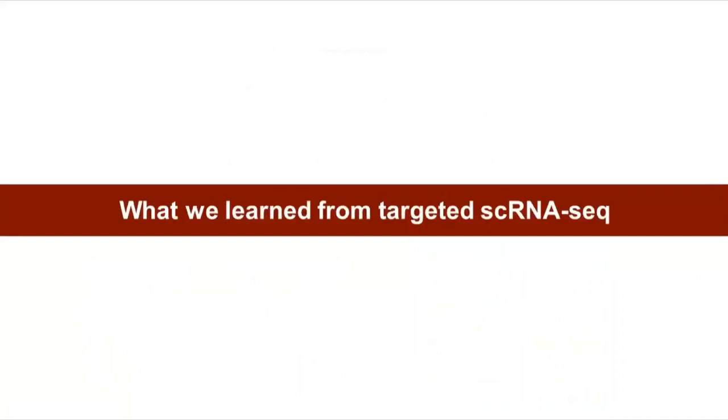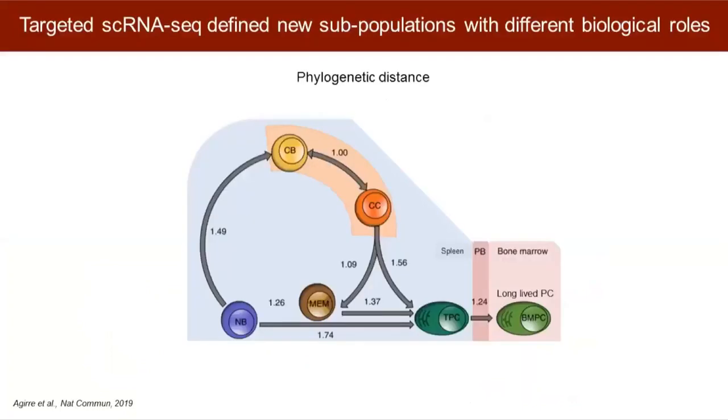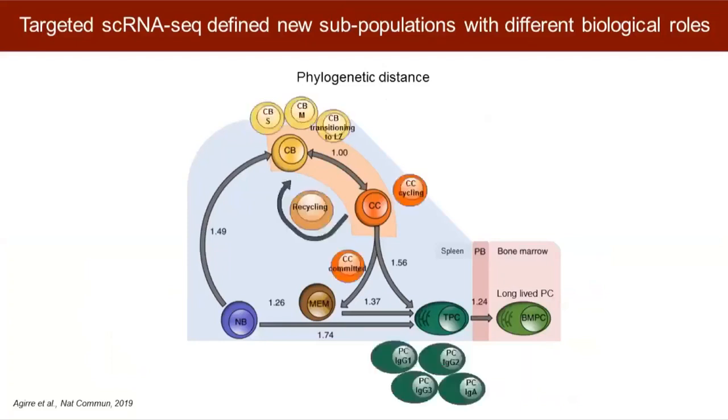So, what we learned from targeted single-cell RNA-seq. If we go back to the phylogenetic analysis of the transcripts obtained by bulk RNA-seq of sorted B-cell populations that I showed in the introduction, and we add what we learned from targeted single-cell RNA-seq analysis using BD Rhapsody, we can insert now new transitional subpopulations with different biological roles within the germinal center. This analysis also determined the proportional changes of these populations in mutant EZH2 cells.